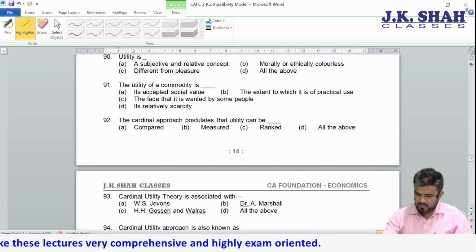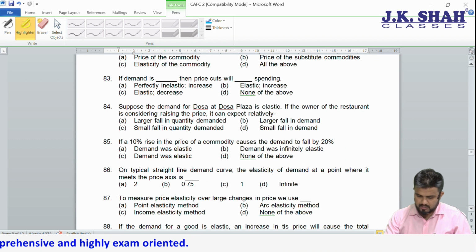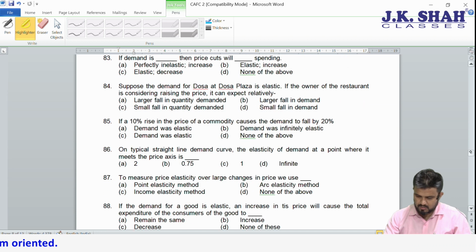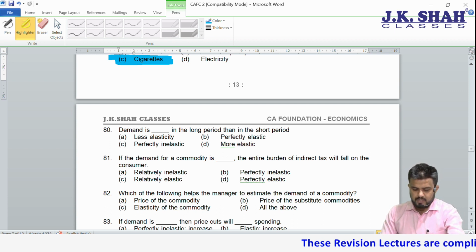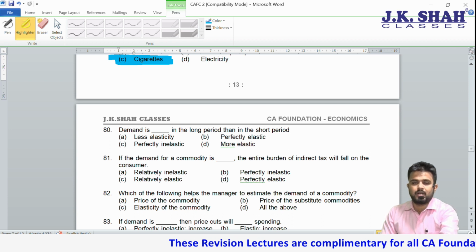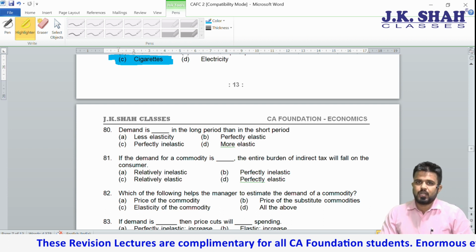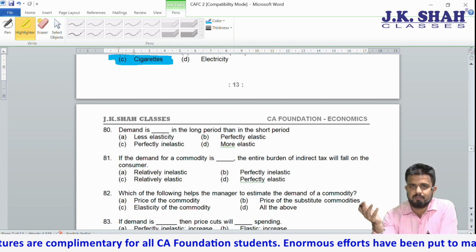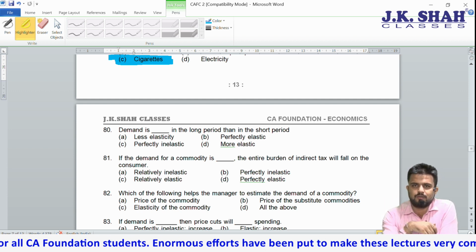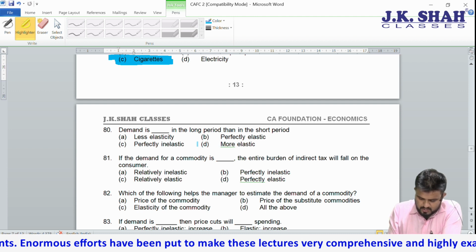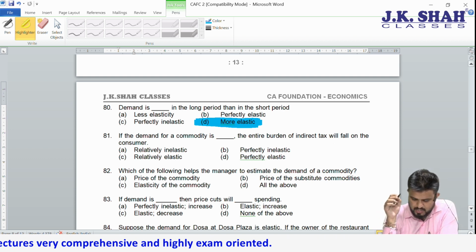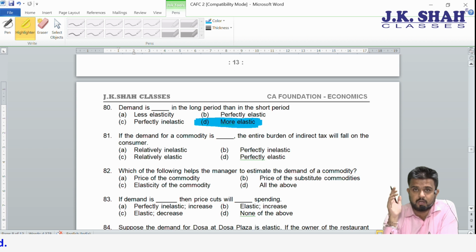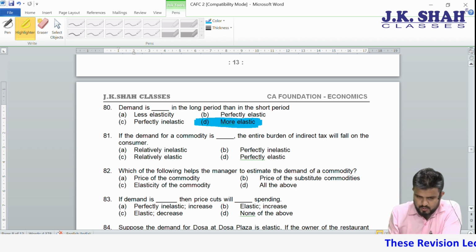Next, that is your MCQ number, one second, 80. Now let's see what this 80 is trying to say. Demand is dash in the long period than in short period. So students, I had already explained in the previous video. In long run, it is always elastic because you have ample time to understand the market. Short run, it is always inelastic. So I would say it is more elastic. 81. If the demand for a commodity is dash, the entire burden of indirect tax will fall on the consumer. So correct answer is perfectly inelastic because that product will be very important. So option B is correct.